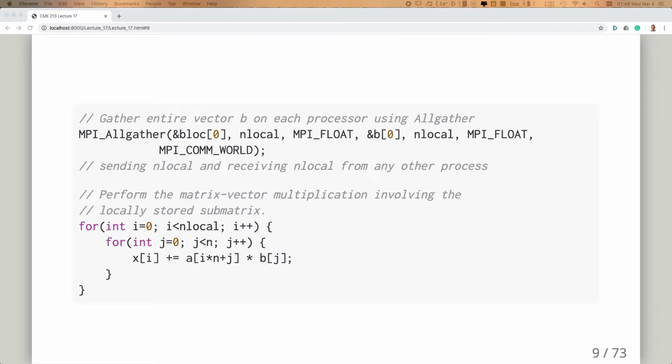So any questions about this implementation? Allgather is a blocking communication, so the code stops there until communication is complete. Everybody needs to give the address of its own data and where to store the entire B data. N local is the amount of data to send, the amount of data you have, and essentially the amount of data other processes are going to send.